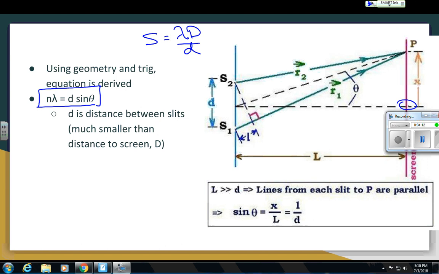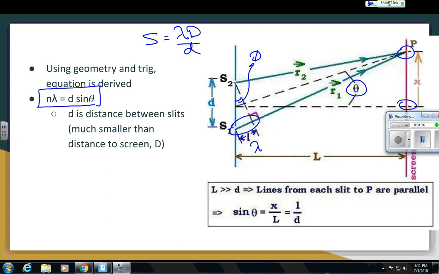This is your first fringe, which means the path difference here is one complete wavelength. We'll just call that lambda, right? If you look at this triangle and the angle theta that's created between the central bright spot and the first maximum after that, the first fringe, it is going to be equal to this angle. So that angle right there is also theta.